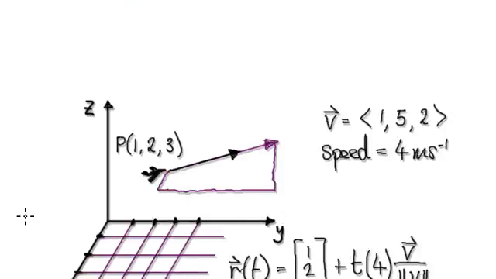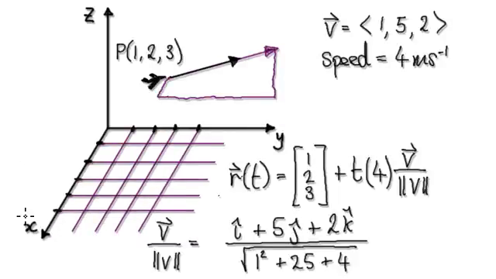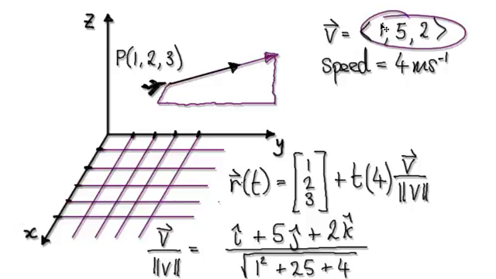Okay, so to do this, the problem is, hang on. This is our direction: 1 across, and then 5 across in the y direction, 2 up. So this is our direction, but the plane speed is only 4. The magnitude here is only 4.